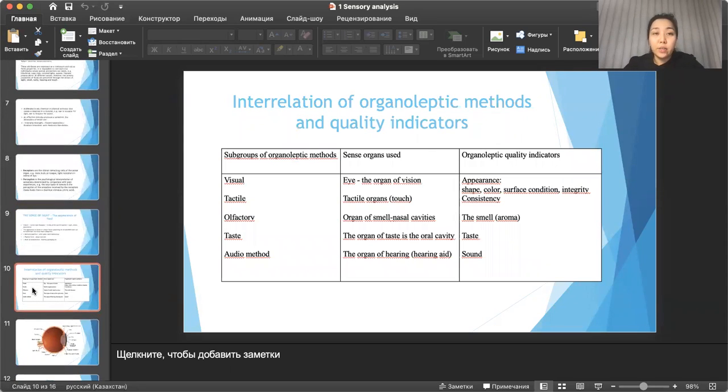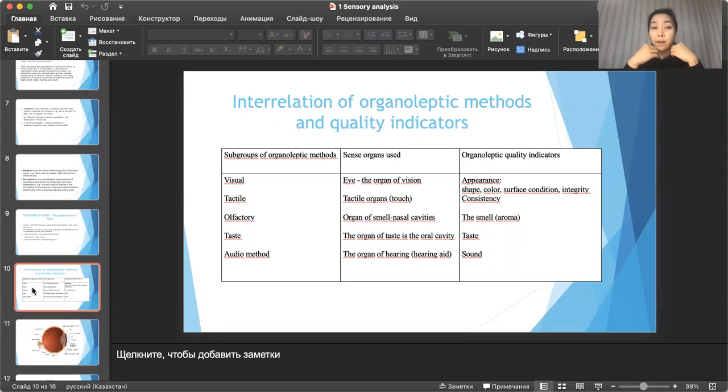Here on this slide, you can see the interrelation of organoleptic methods and quality indicators. Firstly, for the visual method, the sense organ used is our eyes. In the organoleptic quality indicators, we can see the shape, the color, the surface condition, and by the tactile method, we are using our skin touch, and we can also determine the consistency.